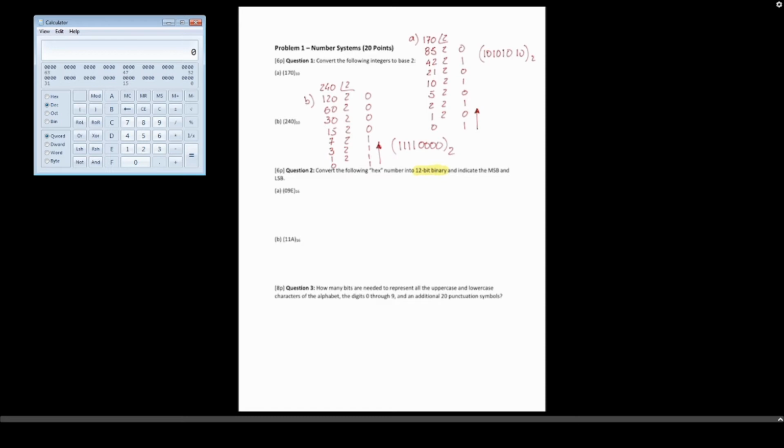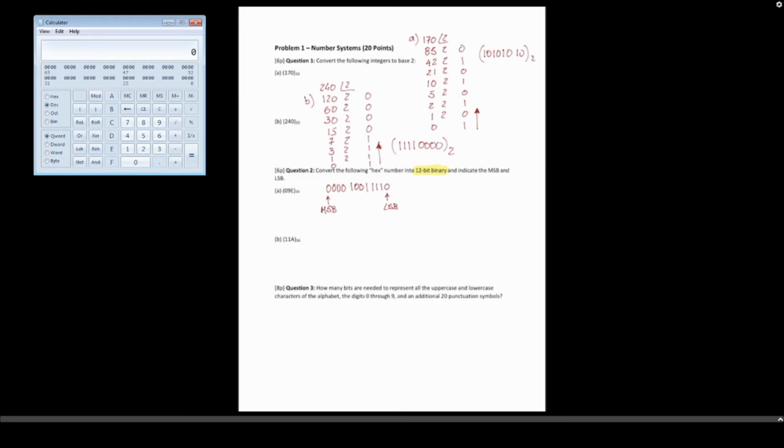Well, we know that converting is easy because this is just grouping sets of 4 bits. So the first one, we have 4 zeros, and then we have 9, which is 8 plus 1, and then we have E, which is 1, 1, 1, and 0. Here you go, I have my 12 bits, and now I just need to indicate which one is the most significant bit and the least significant bit.